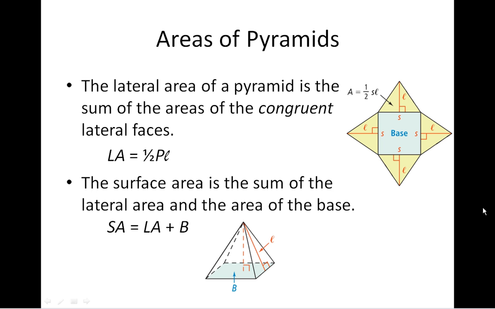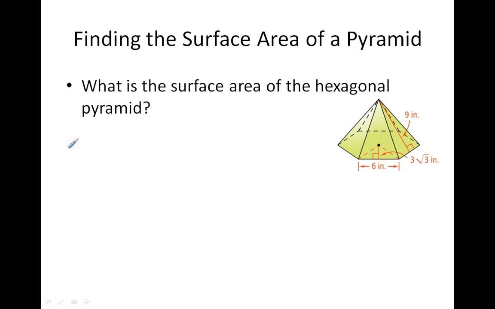So if we look at an example, in this case, we want the surface area of the hexagonal pyramid, so the surface area is going to be lateral area plus the area of the base. The lateral area is going to be 1/2 times the perimeter of the base times the slant height, plus the area of the base. It's a regular hexagon, so we're going to use 1/2 times the apothem times the perimeter of that figure.